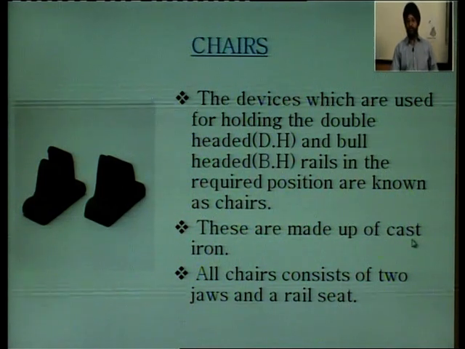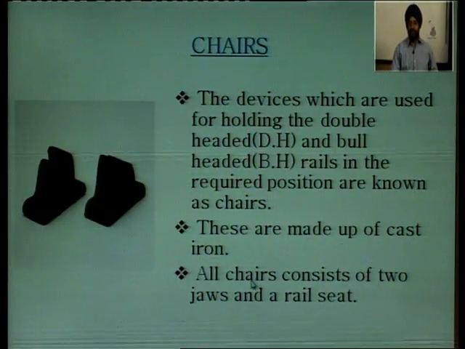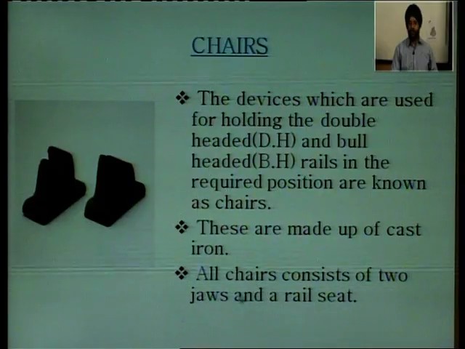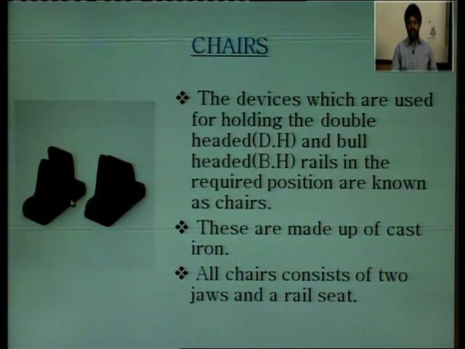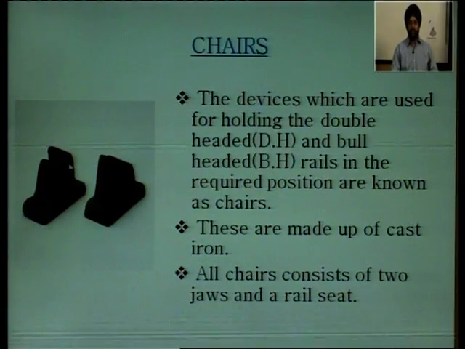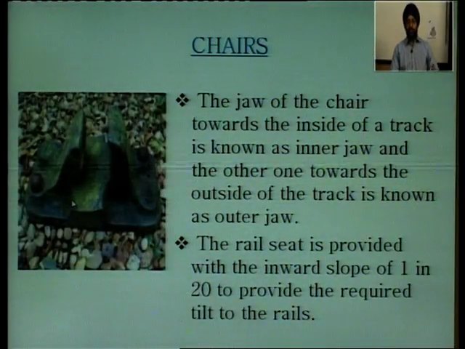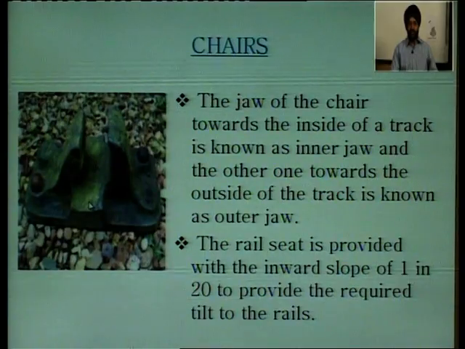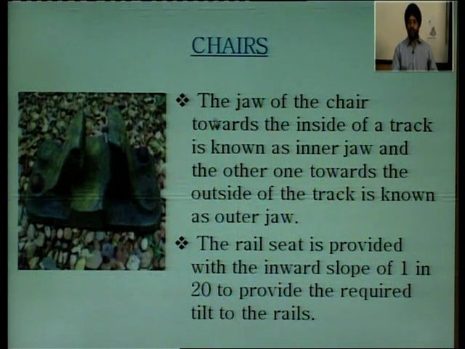Something regarding their construction: these are made of cast iron. All the chairs consist of two jaws. As you can see, this is the first jaw, this is the second jaw, and a rail seat. So basically it has three parts, two jaws and one rail seat. Here is another view of a chair: one jaw, the second jaw, and the seat part.